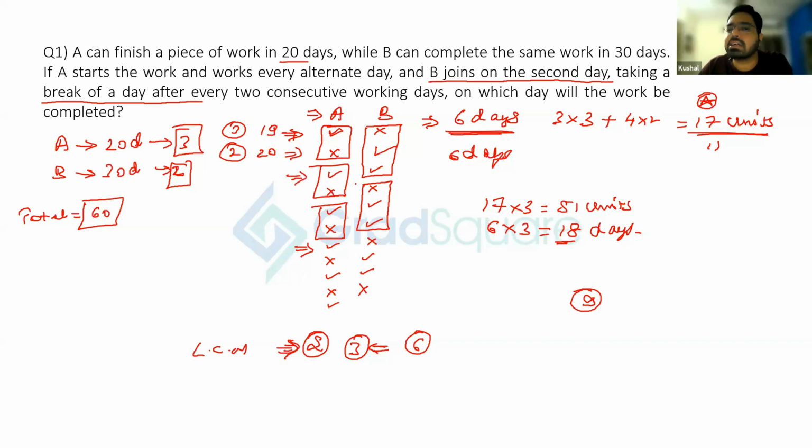What about the third day? The third day, both of them are working, which is going to be 5 units, and our work will get over on which day? On 21st day. So how many days will it take? On which day will the work get over?